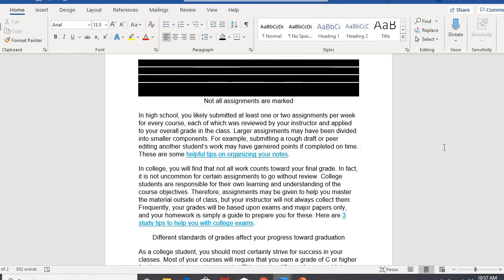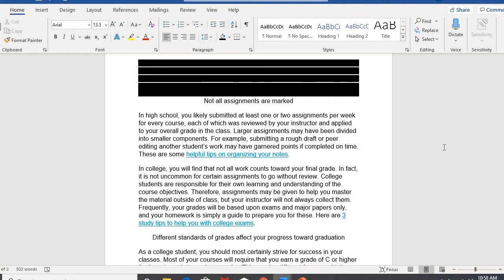Okay, in high school, you likely submitted at least 1 or 2 assignments per week for every course, each of which was reviewed by your instructor and applied to your overall grade in class. Larger assignments may have been divided into smaller components. For example, submitting a rough draft or peer editing another student's work may have garnered points if completed on time. These are some helpful tips on organizing your notes.